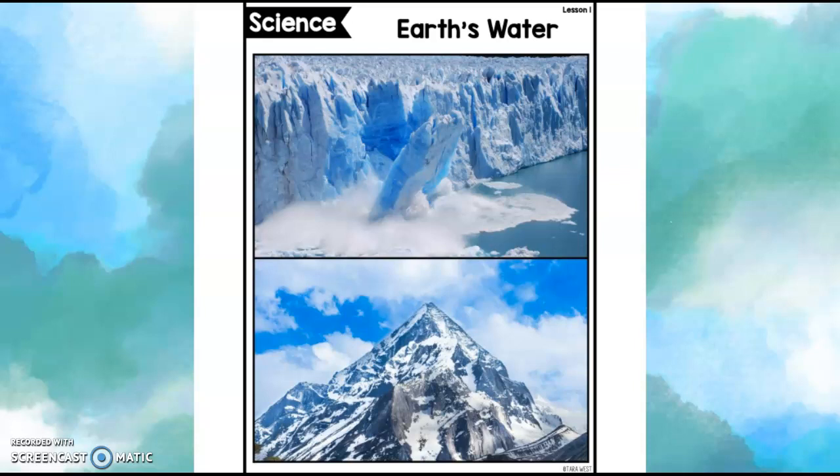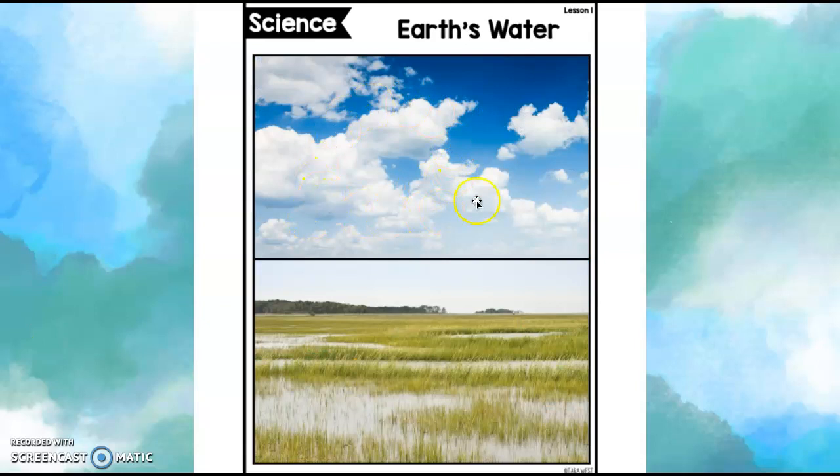Okay, let's look at two more pictures. Okay, here we have a picture of clouds. I wonder, why is there a picture of clouds? Guess what? Clouds are made up of water, but they are still in the form of a gas. So water on planet Earth can be found as a solid, as a liquid, and as a gas. Okay, so let's learn about the four main bodies of water.